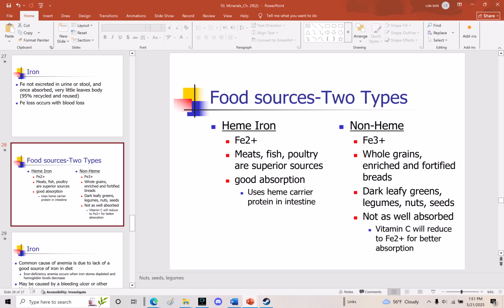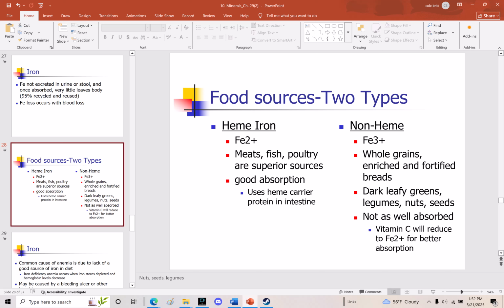So heme iron is very well absorbed. I had a friend in college, a vegetarian, who was often iron deficient, and she didn't like the iron supplements, so she switched to start eating meat products because meat products have really good absorption. They use a very specific heme carrier, allowing that iron to be absorbed well.